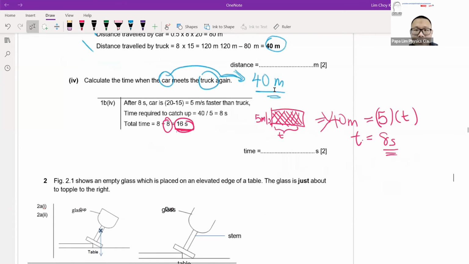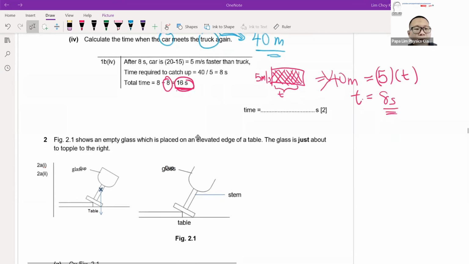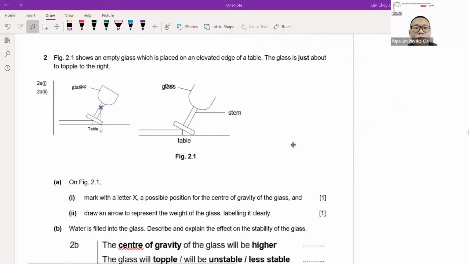So this is where the marker or the setter will actually require the students to analyze the question and the graph itself, to get the values, to get the difference in area, to get the additional 8 seconds appearing in the working. Now for question 2 about CG, mark an X on the possible location of CG.